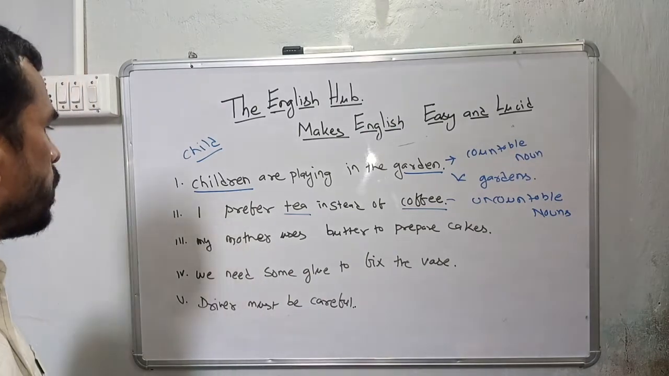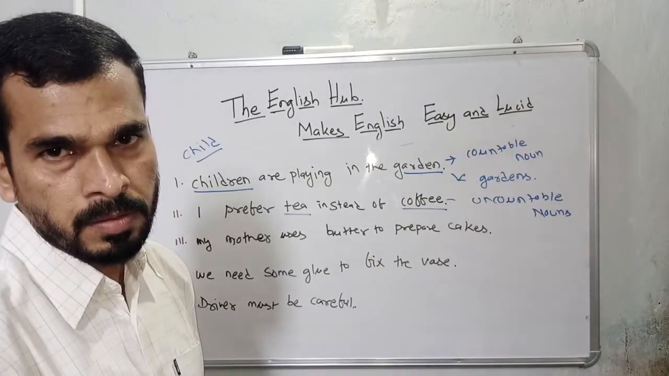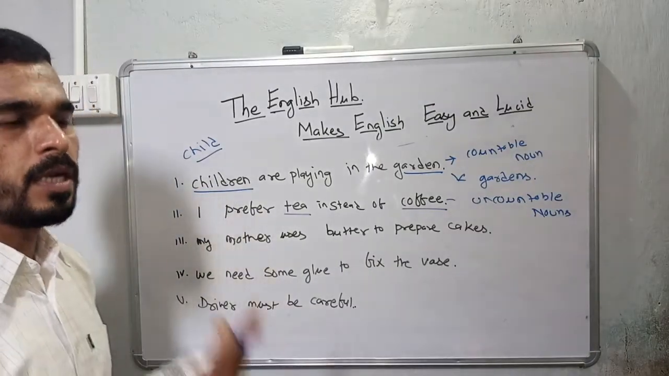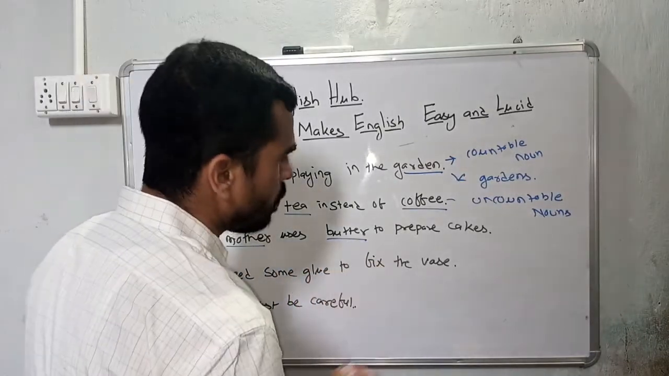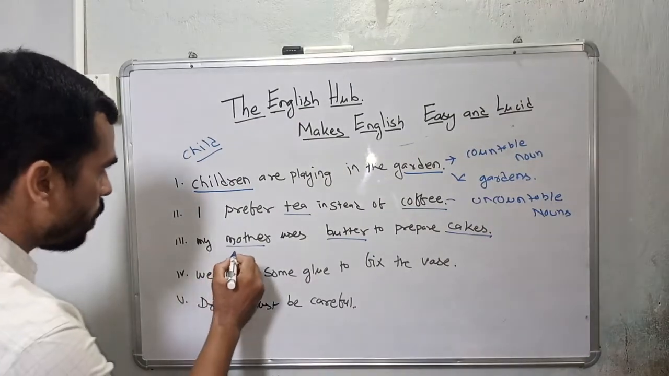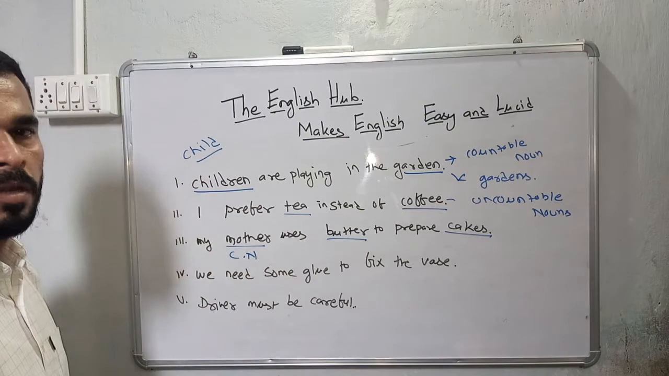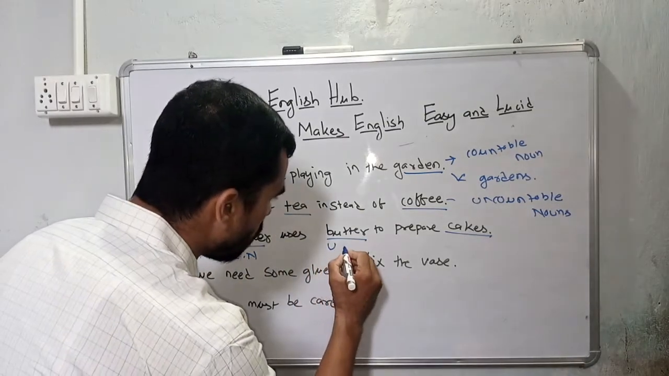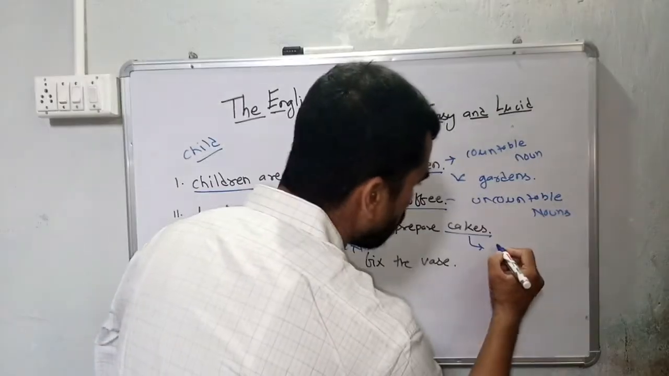Then the third sentence is: my mother uses butter to prepare cakes. How many nouns are there? There are three nouns. Mother, butter and cakes. Mother is countable noun. It is CN, countable noun. Butter is uncountable noun, UCN. And cakes is countable noun.